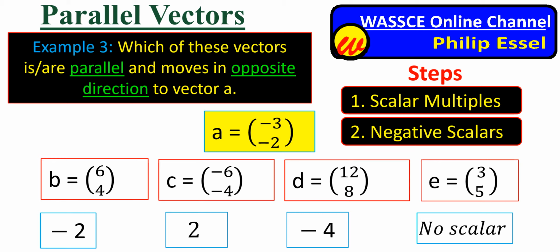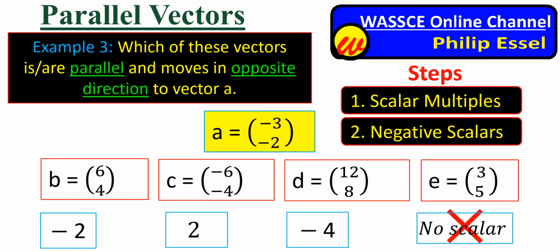So from what we have done so far, it looks like the vectors B, C, and D are all scalar multiples of the vector A. The vector E is not a scalar multiple of the vector A. So what it means is that we can just get rid of the vector E. It is not even parallel to the vector A.